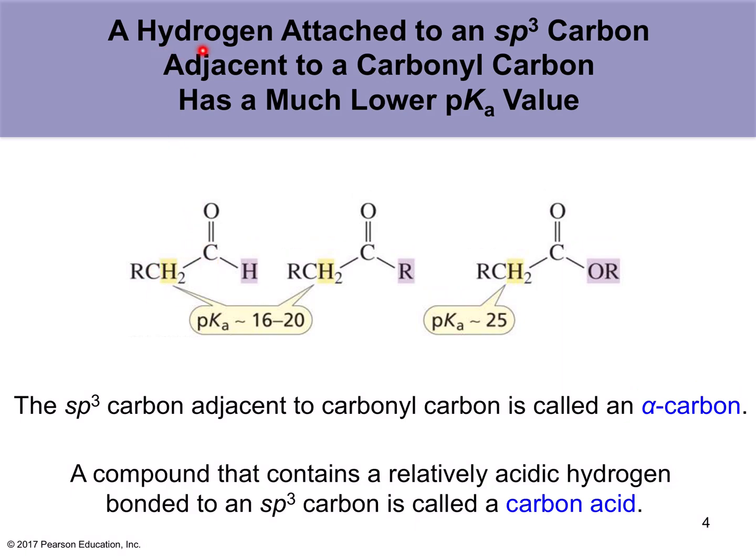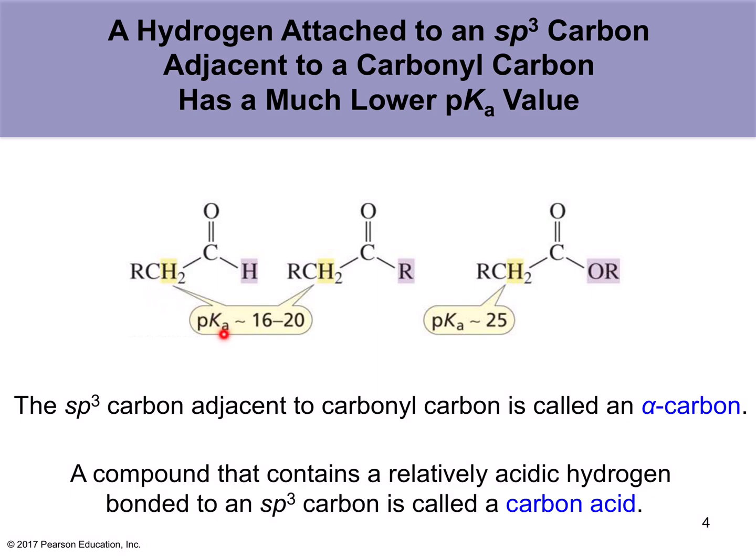A hydrogen attached to an sp3 carbon adjacent to a carbonyl carbon has a much lower pKa value. Now this is also an sp3 carbon, because it has two hydrogens, one alkyl group and a carbonyl group attached, four groups attached to it. The difference is that this carbon is next to a carbonyl group, which dramatically increases the acidity of this hydrogen. Let's see why. We'll talk about why it is so.